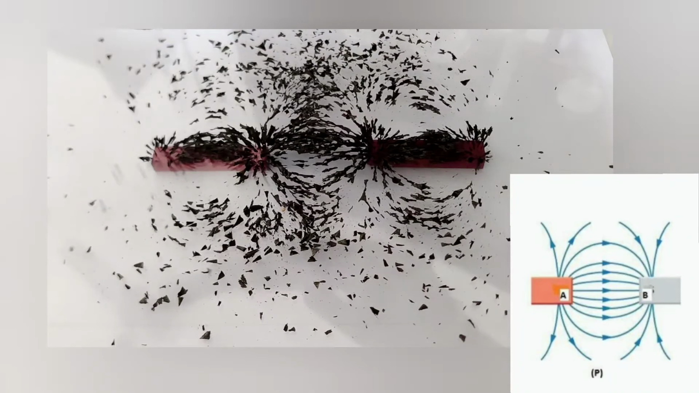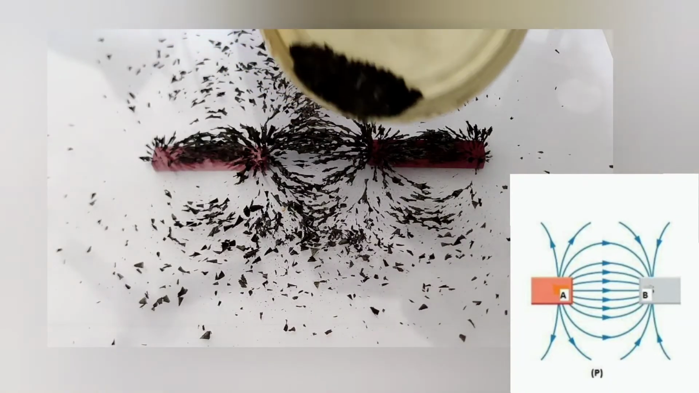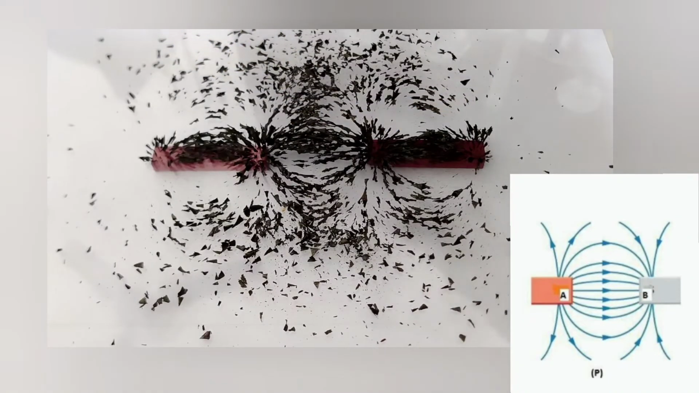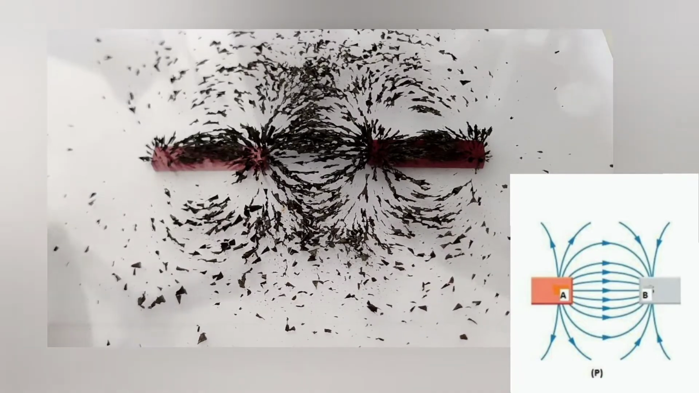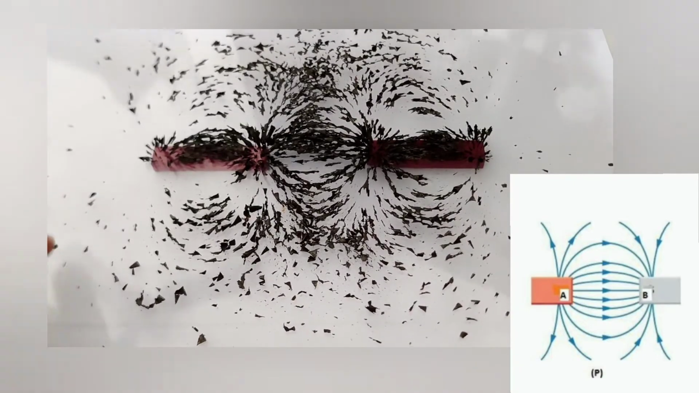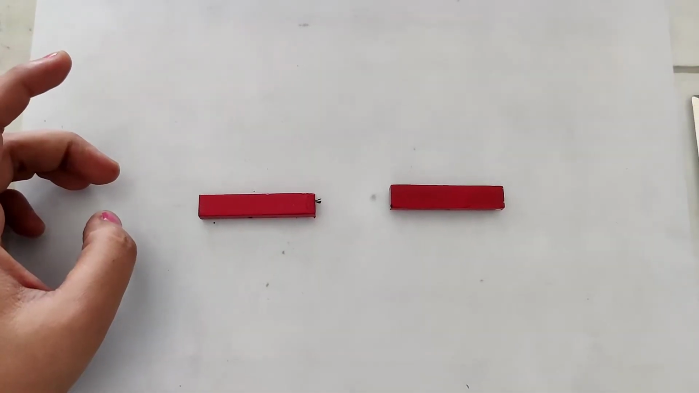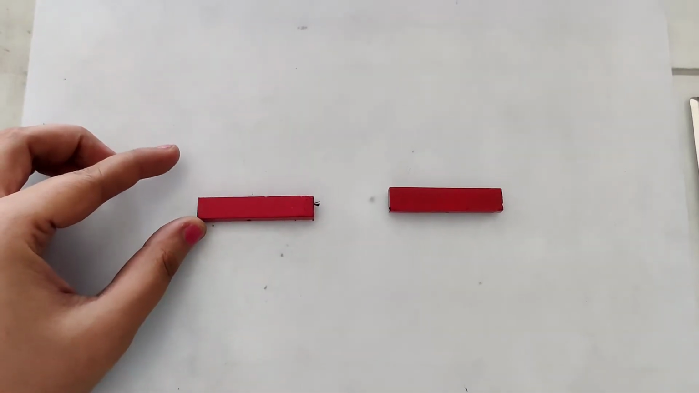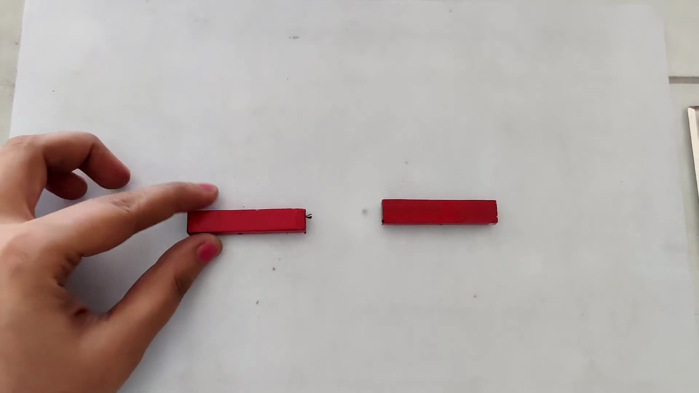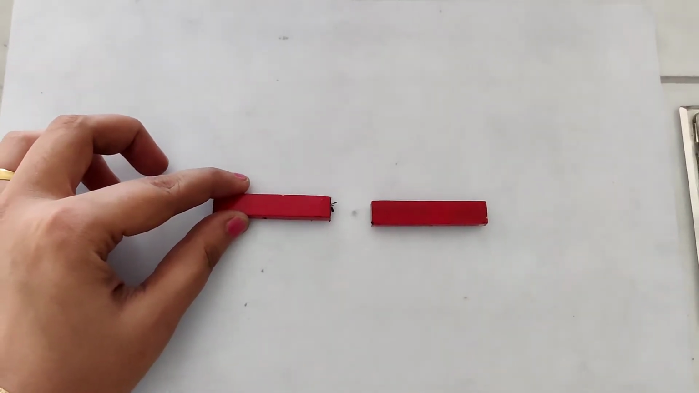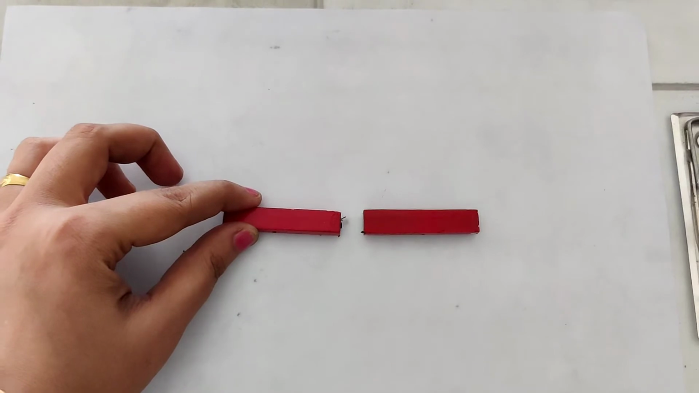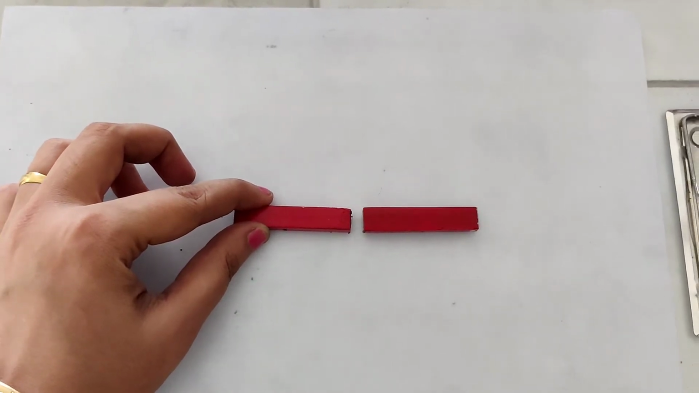You can compare this. And one more point, in this P diagram, A is the north pole because magnetic field lines move from north to south, and B here is the south pole. Now what happens if we take two similar poles? So these two are the same poles. When we place them near each other, they just repel each other. Just for example, now it is repelling. When I am moving it towards it, it is repelling.